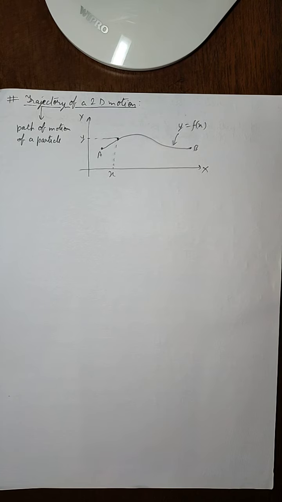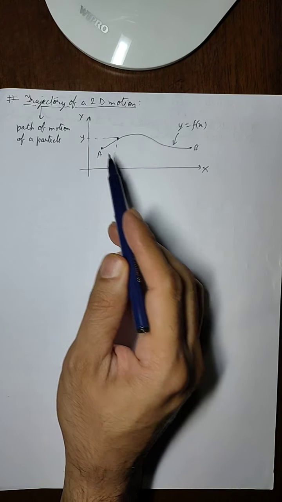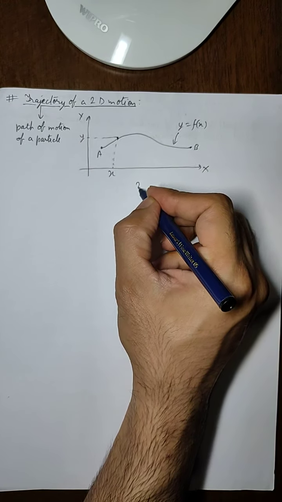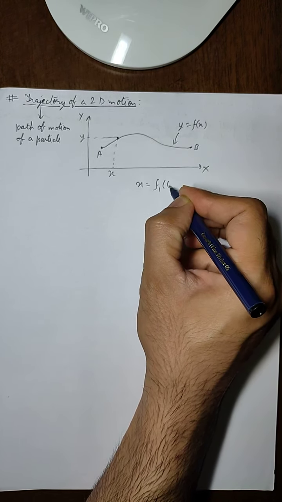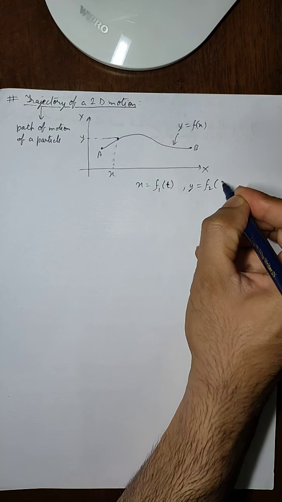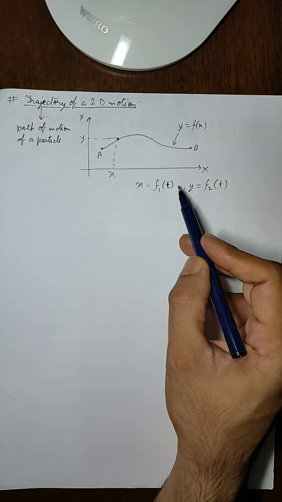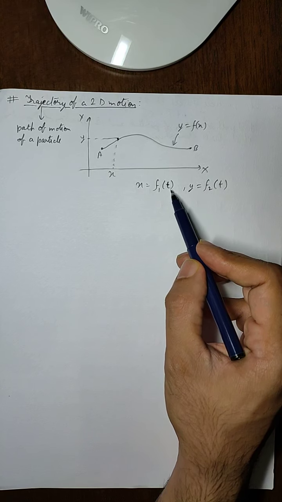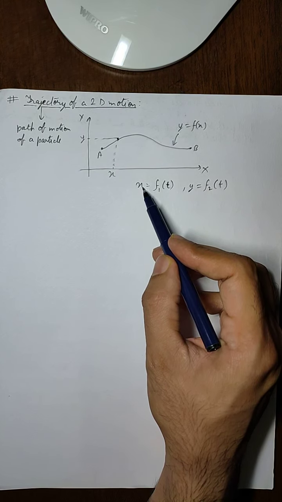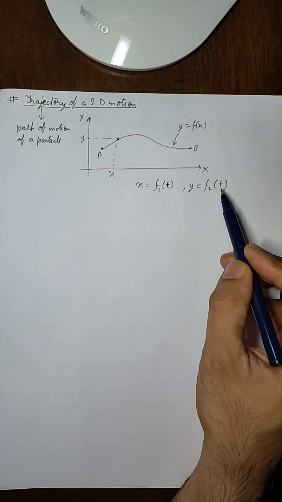Now at a particular instant, if the position of the particle is given by x and y, then both of these positions can be expressed in terms of t. So we can say that x is a function of t, and we can write it as x equals f1(t), and y is also a function of t, so y equals f2(t). As we have already studied, in a planar motion, time is the common variable between x and y positions. So at any instant of time, the position x will be given by this function and position y will be given by this function.